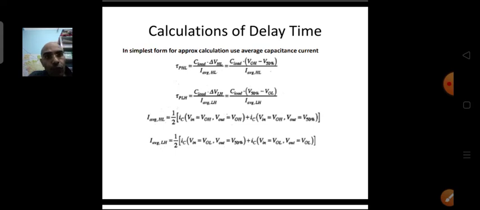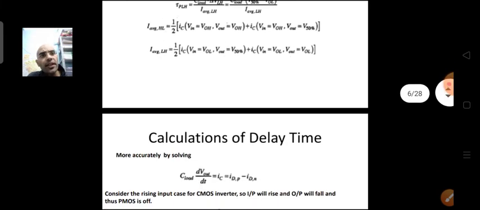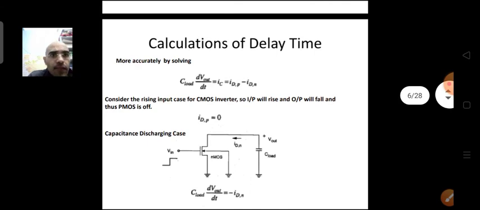Same thing we have to follow when we want to determine the average current for the low to high case. This is how you determine the average current, and once you determine it, you can substitute that current into the equation of tau PHL or tau PLH as per your requirement and find that. Now, this was the first method.